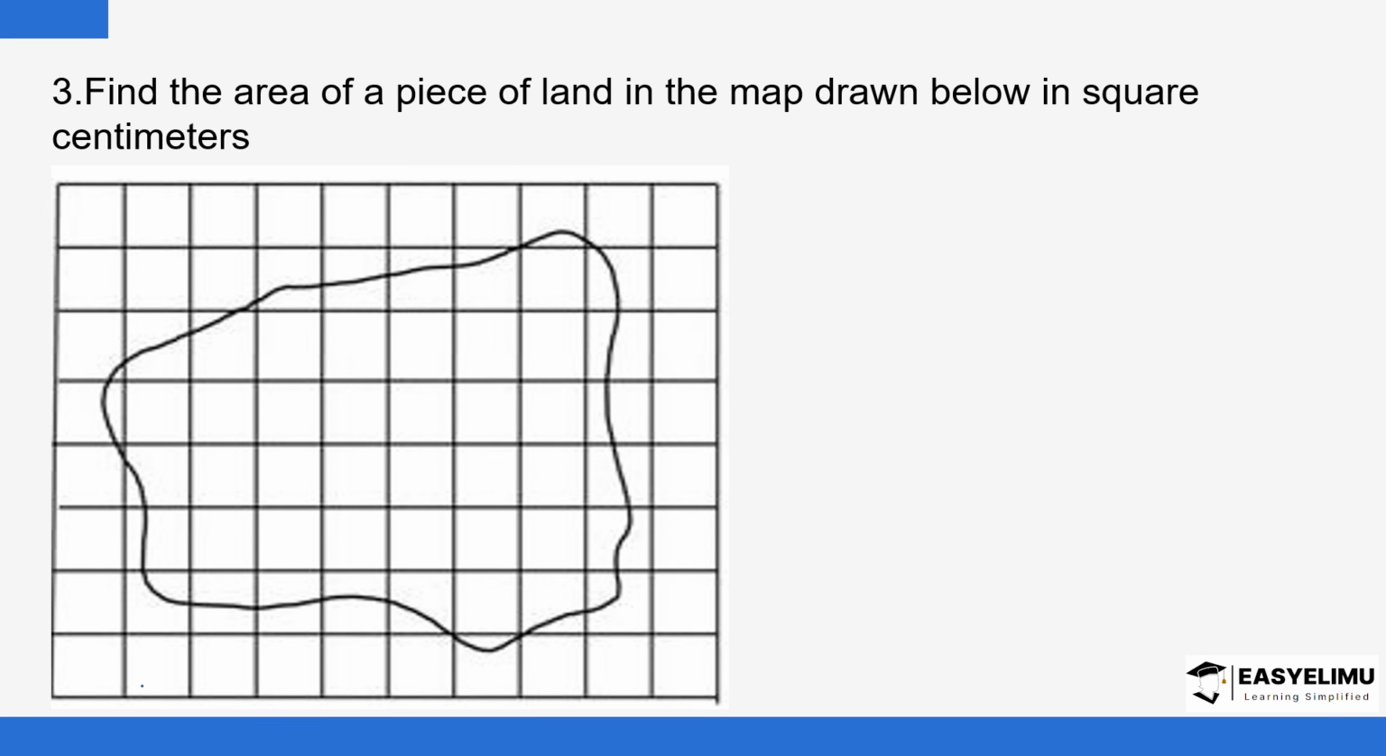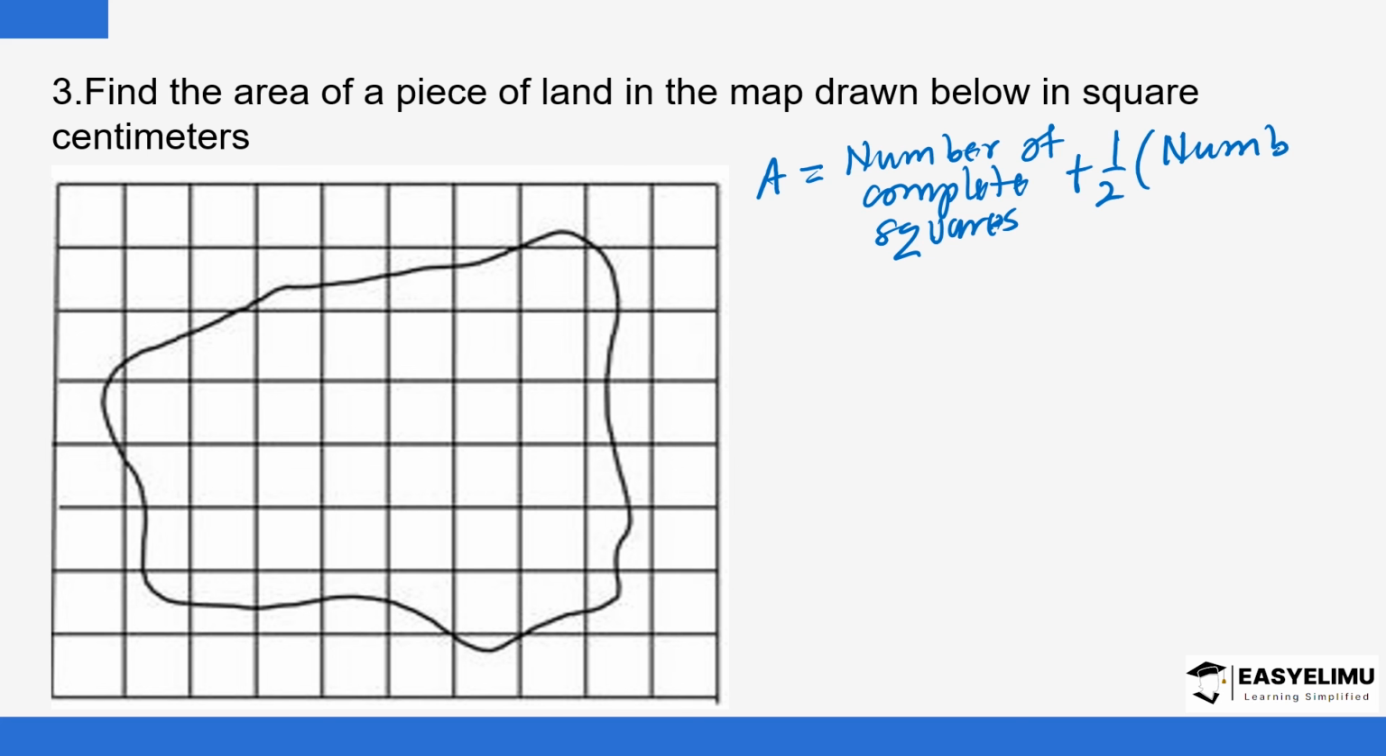So we have one last example here. The formula still remains: A is equal to number of complete squares plus half the number of incomplete squares. So complete squares are how many?